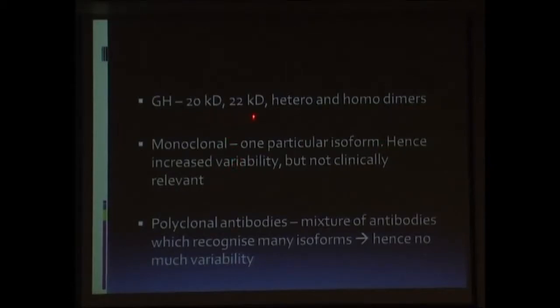Growth hormone is available in two major forms: the 22 kilodalton, which is the major form of growth hormone in our body, and also a minor form, which is the 20 kilodalton. The analysis is done using either monoclonal or polyclonal antibodies. The monoclonal antibodies have increased variability and are not clinically significant, and hence are not the preferred method of estimation of growth hormone in practice.